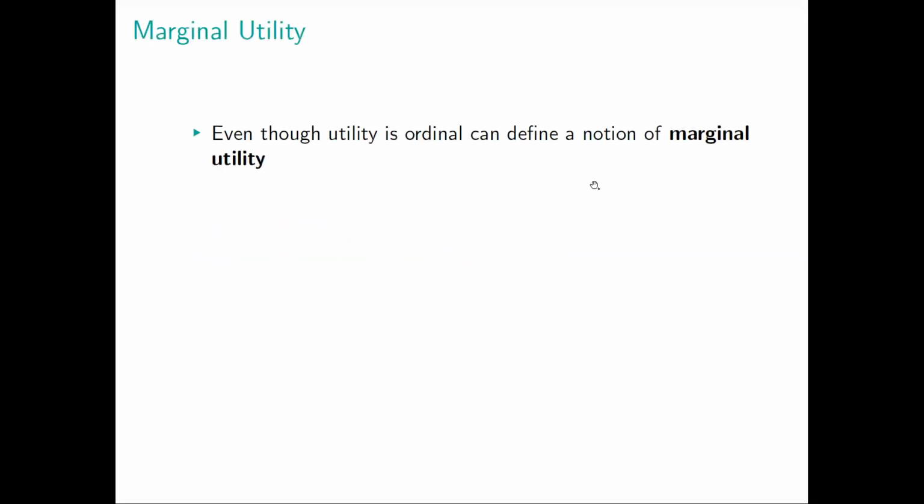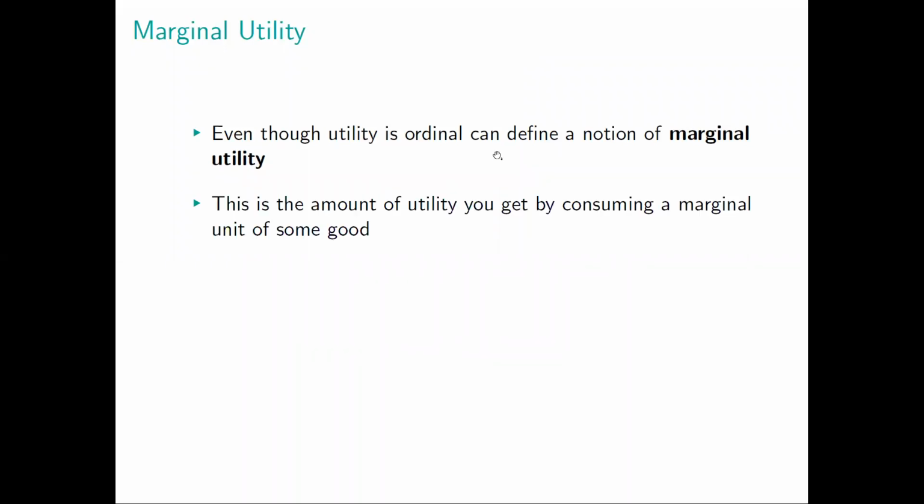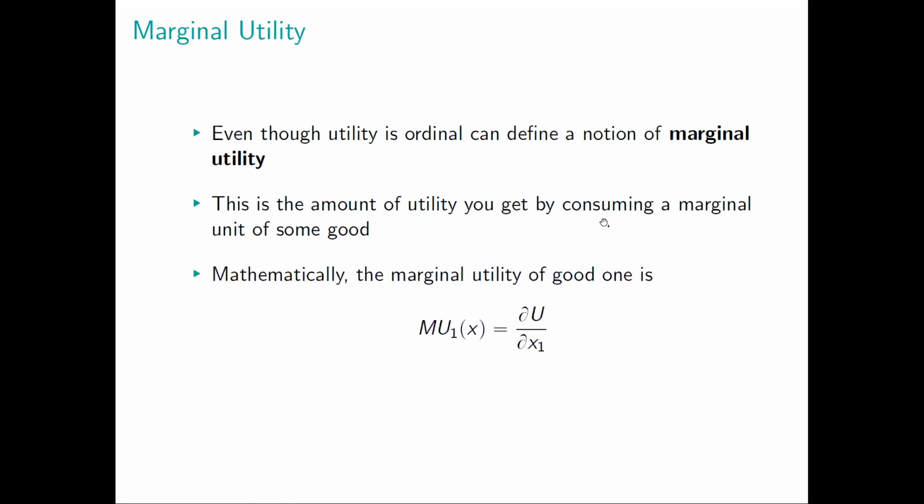So how do we do this? Even though utility is ordinal, we can define a notion of marginal utility, which is how much utility you get by increasing the amount of some good. What is this in terms of math? Yeah, so this is the amount of utility you get by consuming a marginal unit of some good. So you can do this for any good. Here we're just going to do it for good 1, but you can do it also for good 2, right?